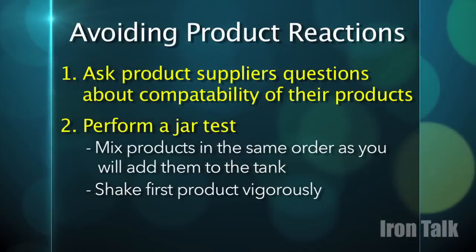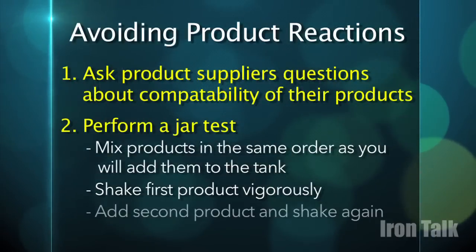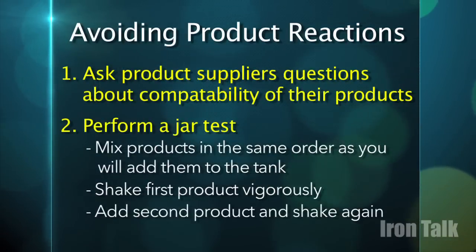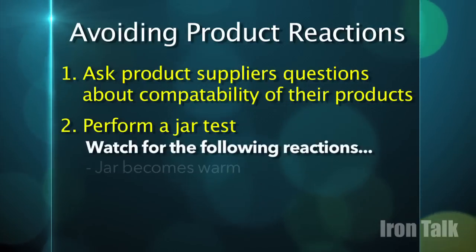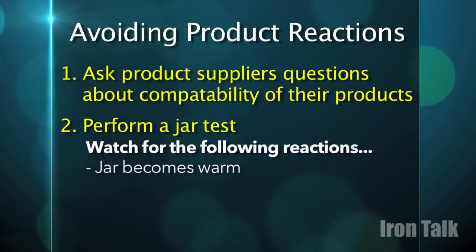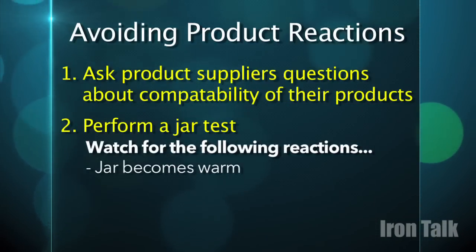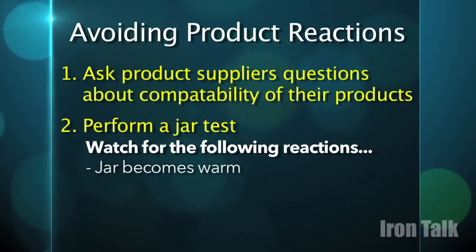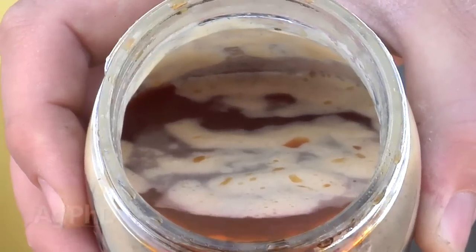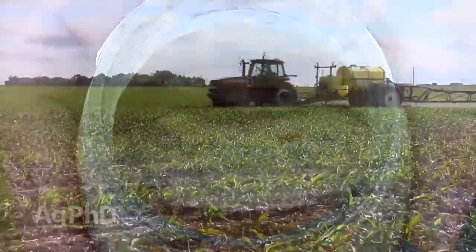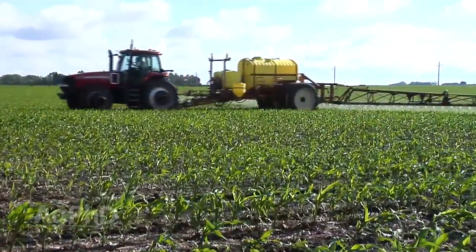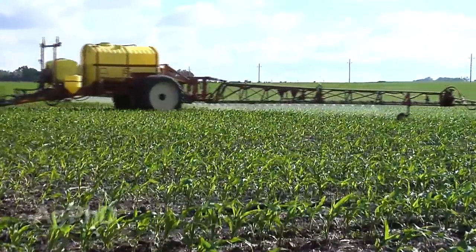Shake the jar vigorously to see if any problems arise. Then add the second product and follow the same procedure. Watch for a few things. If the jar gets warm, there may be a chemical reaction taking place in the jar that could adversely affect the products you're putting together. Also, watch for clumping or settling out of solid particles. If no adverse reactions are noted, you should be in good shape to mix your products in those big tanks.